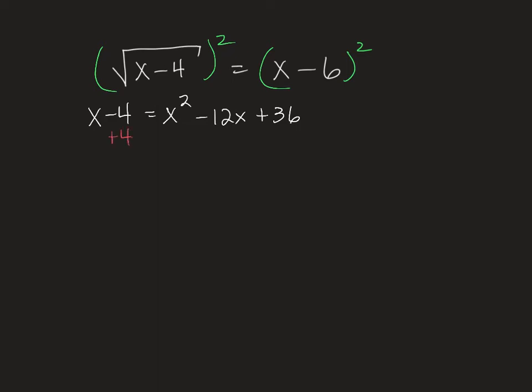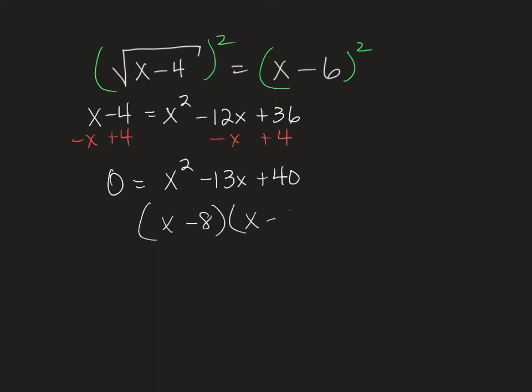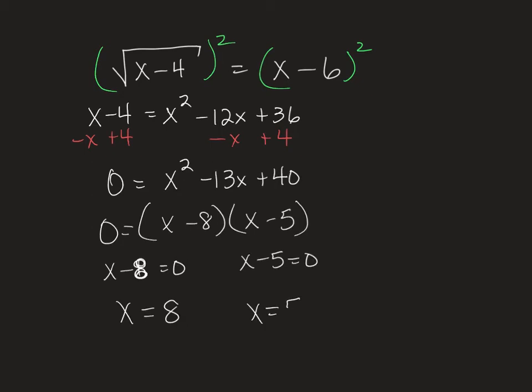Okay. Move my numbers over, so plus 4, I'm going to do it together, and minus x. I'm going to get 0 is equal to x squared minus 13x plus 40. Again, this one is factorable. x minus 8, x minus 5. Set them equal to 0. So I get x is 8 and x is 5.